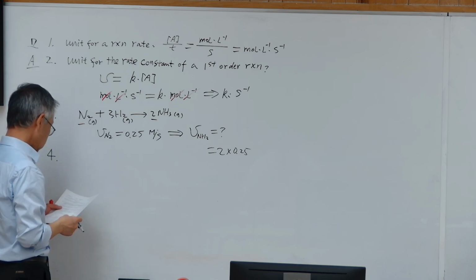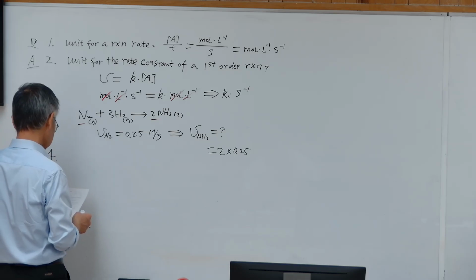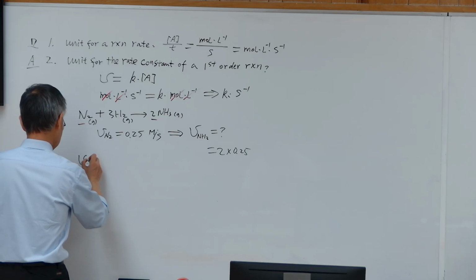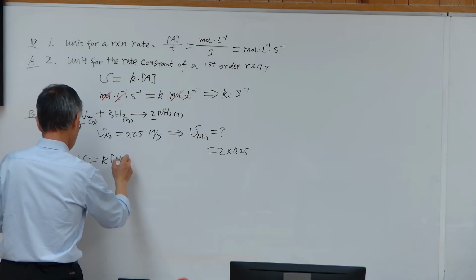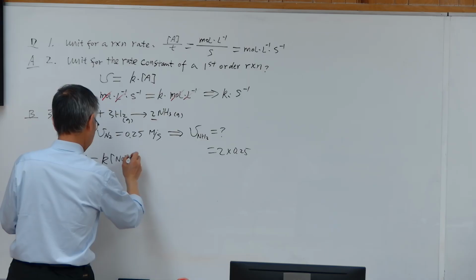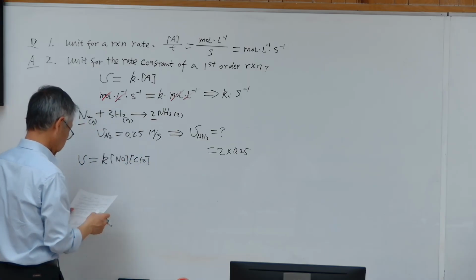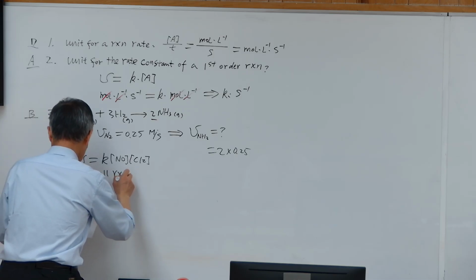It asks what is the overall order for the reaction whose rate law is Q times NO concentration times Cl2 concentration. What is the overall reaction order?